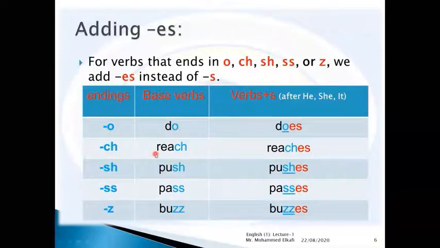Also with he, she, and it, we'll say reaches, or ch. Okay, we have the endings is what? The ending here is ch. So as in reach and reaches, the form that is used after he or she.